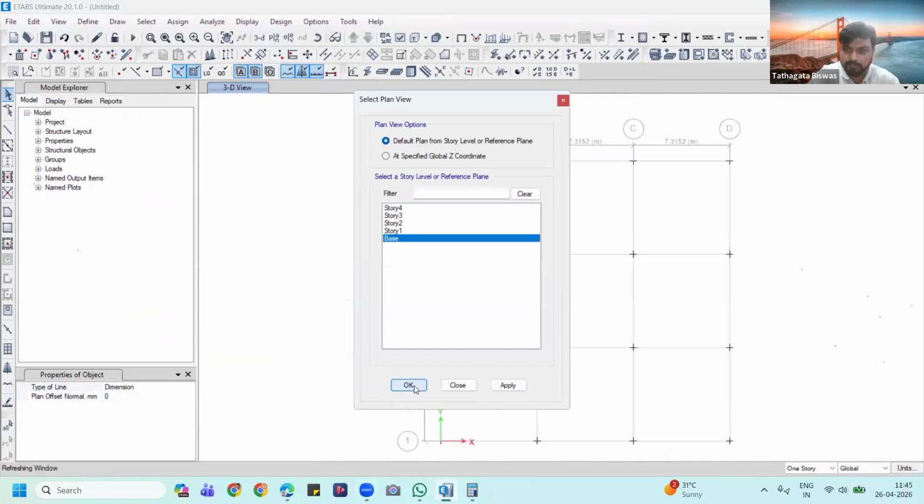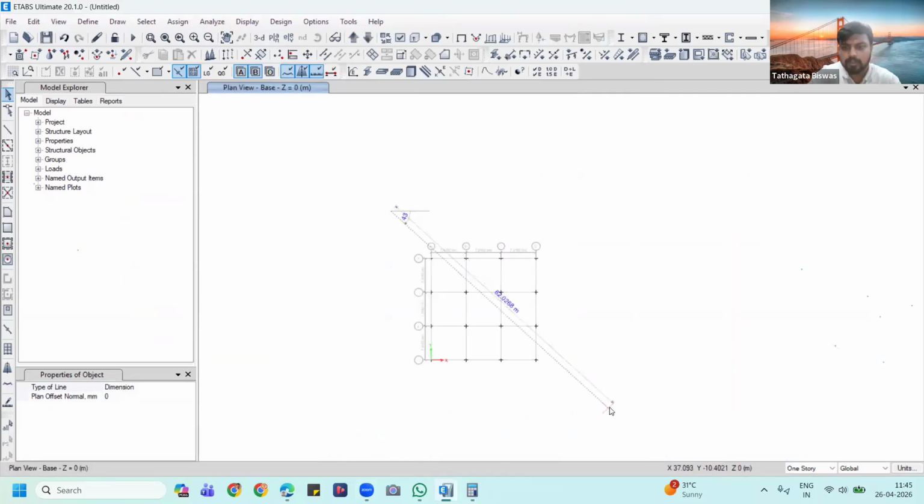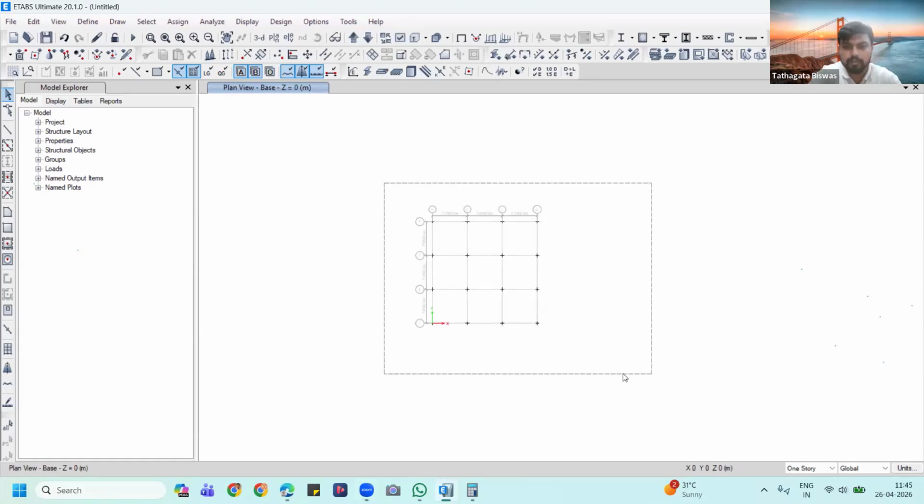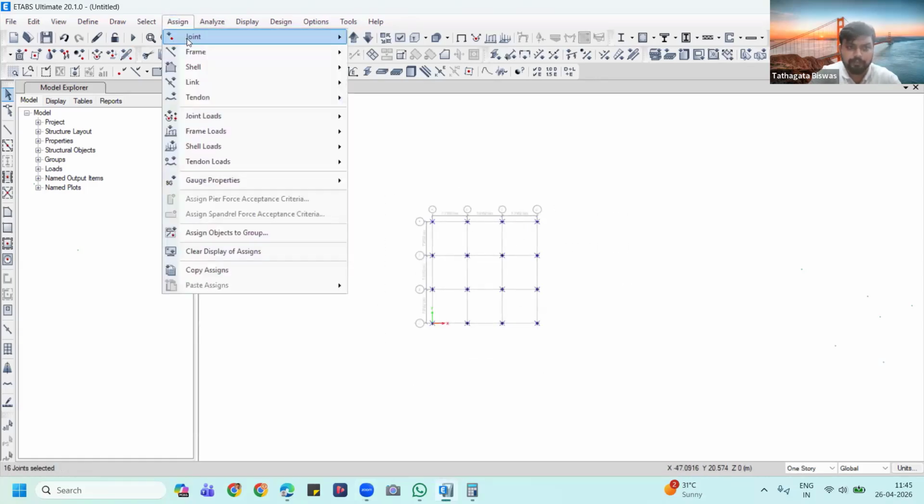Although it is not a fixed support either, because we are allowing the settlement in the foundation, right? So it cannot be a fixed support. Fixed support means infinite stiffness. There is no settlement, no deformation, nothing. But actually, that is impossible. So what we do is we make it fixed support as of now.